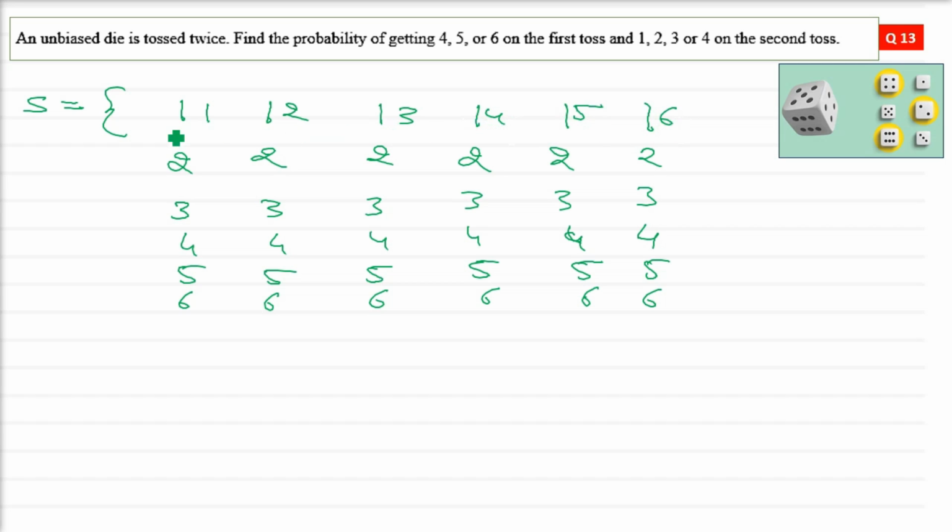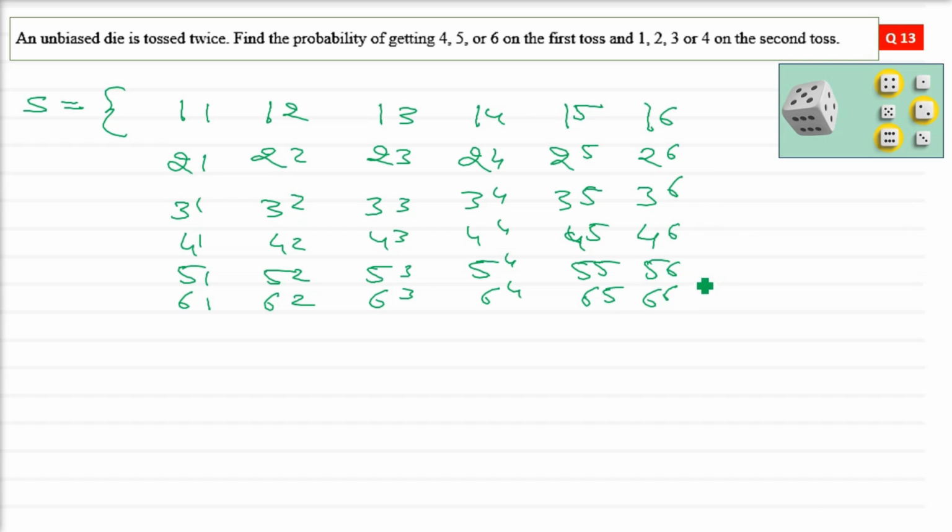Now 1, 2, 3, 4, 5, 6 can come on the second die. So just write 1, 1, 1, 1, 1, 1 in the first column, 2, 6 times in the second column, 3, 6 times in the third column, 4, 6 times in the fourth column, 5, 6 times in the fifth column, and 6, 6 times in the last column. So this is a faster way to make the sample space of the die or any other question similar to this kind of question.